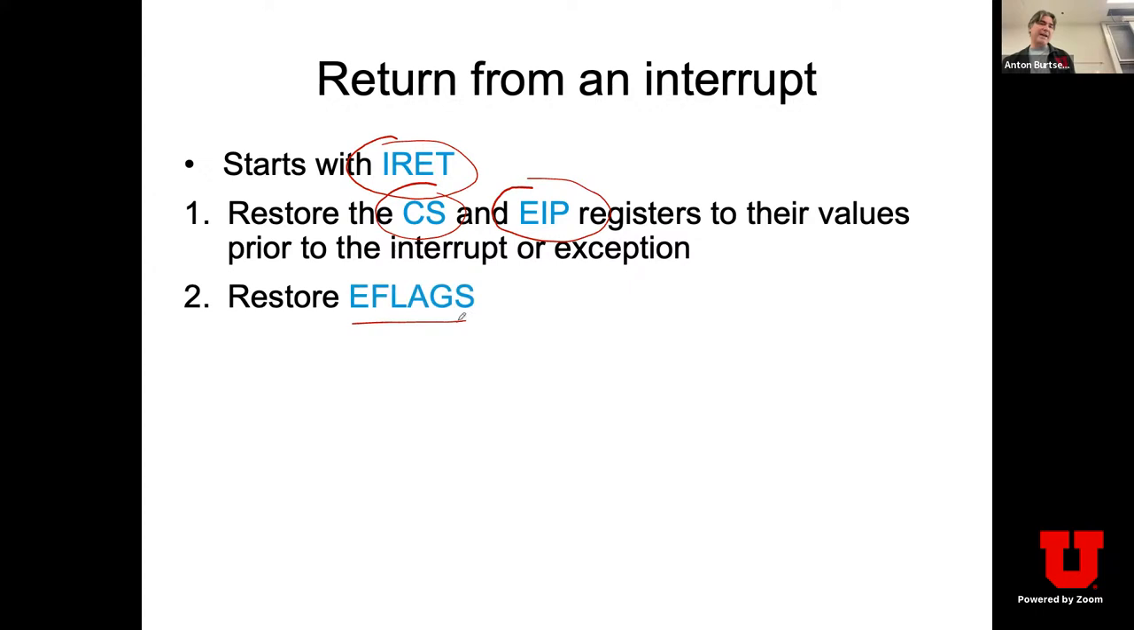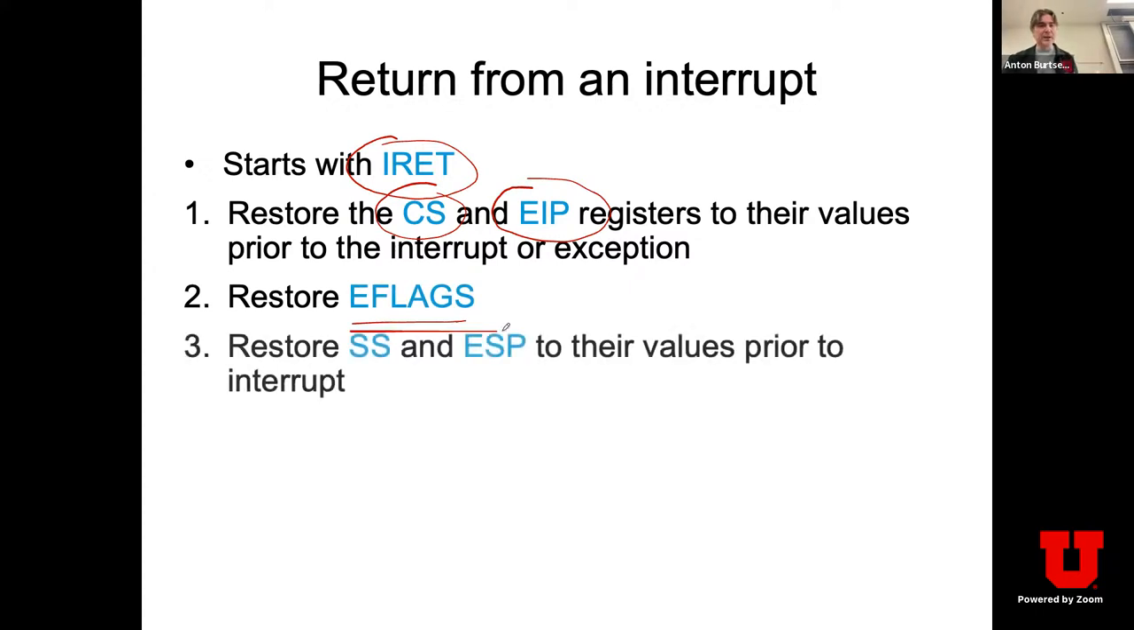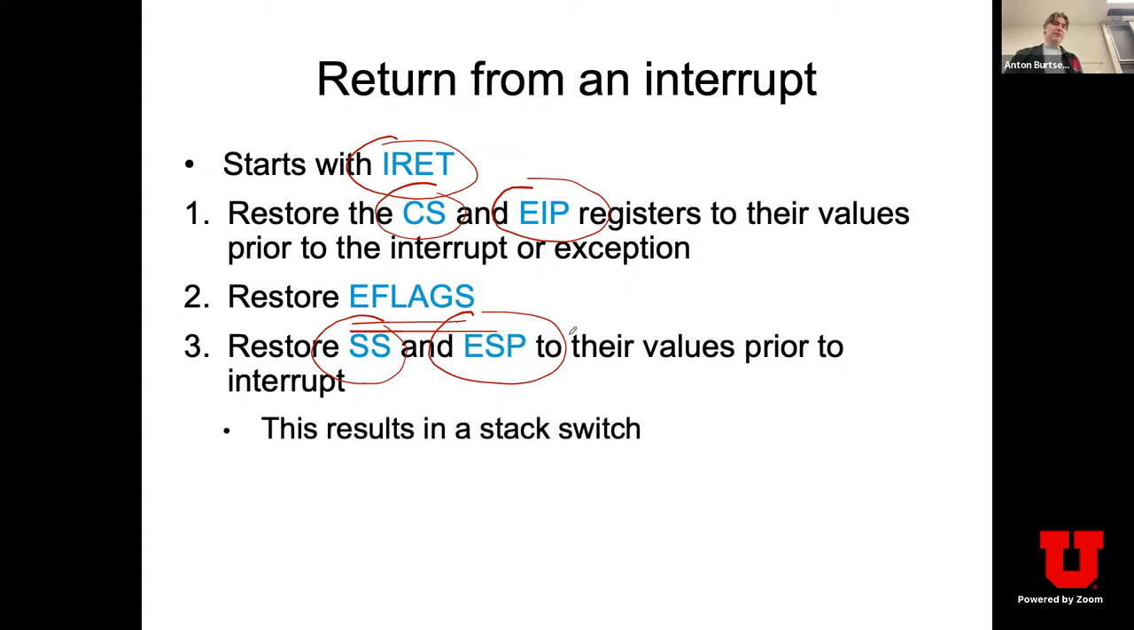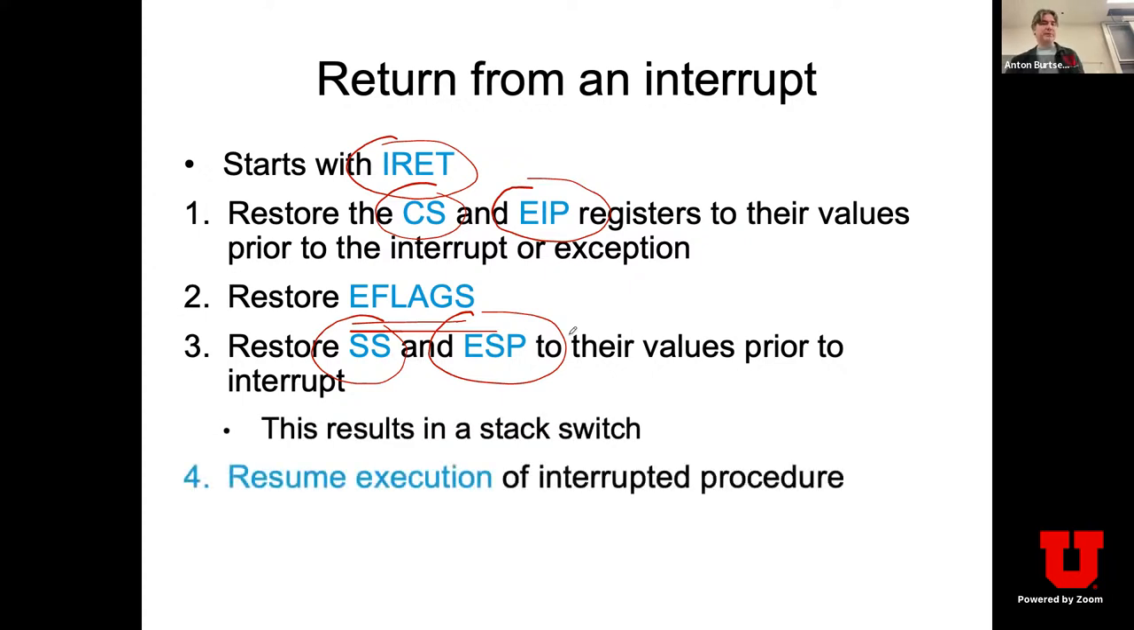It restores the EFLAGS. Of course, it's logical. It restores the previous values of the stack pointer and stack segment, ESP, if there was a privilege change, and they were saved. If not, then you go without restoring them, obviously. That might result in a stack switch, but might not if there was none. At this point, since the instruction pointer, code segment, and EFLAGS are restored, you can resume execution of what was running before the interrupt. Do you agree? Any questions?